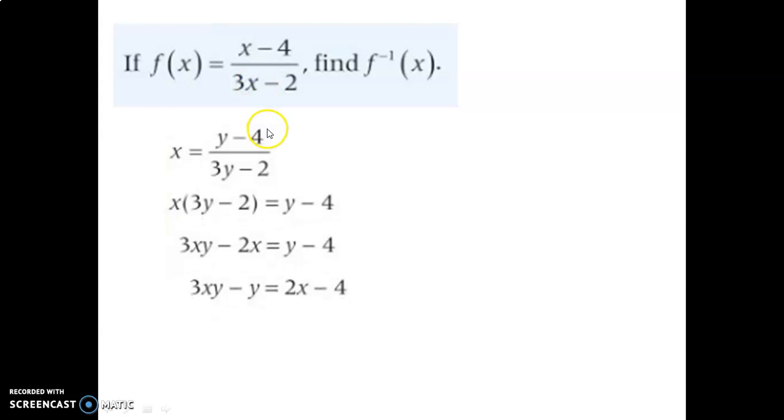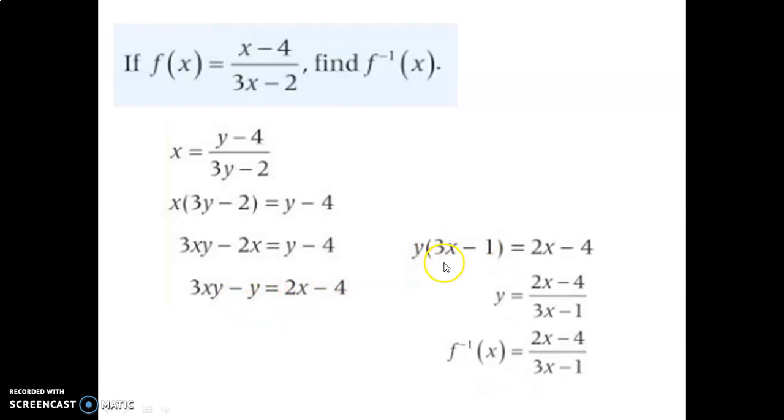And now check your work. So we can begin by swapping the x and y. So both of those x's become y. And this here, which would have been y here, is now an x. Multiply by 3y minus 2 here. Multiply through right here. Then get all the y's on one side. So this y goes over there, but this 2x goes over there. And that's what we have here. From there, you can factor out the y and then divide by 3x minus 1 here to get this new function. So that is our inverse of this one here.